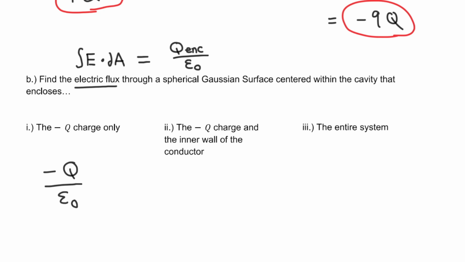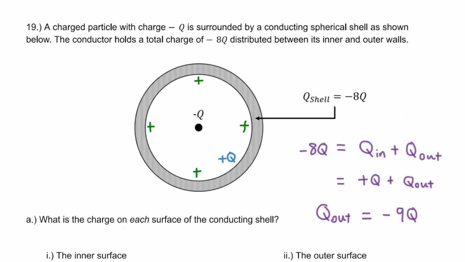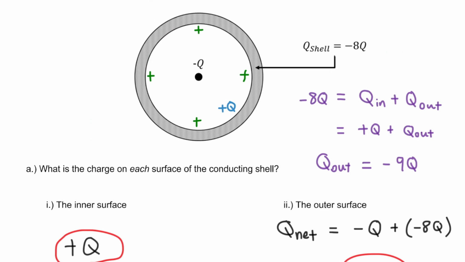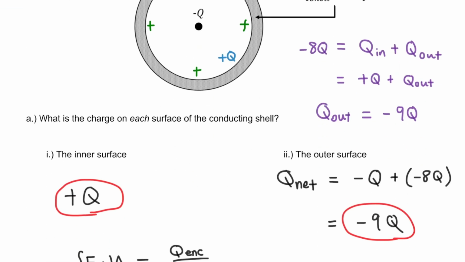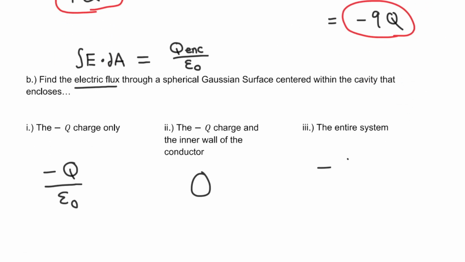Then for our middle region, where we're enclosing the minus q and the inner wall, notice I enclose a q and a minus q. So the flux would be 0 in this one. And then the entire system. If I enclose the entire system, I'm enclosing a minus q and a plus q, which makes 0. But then I'd also be enclosing the minus 9q, which is the net charge of the system. So I would enclose the net charge of the system when I'm looking outside, which is minus 9q. So there's our 3 flux values.